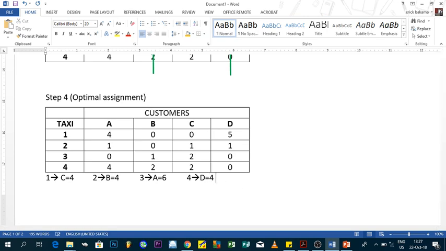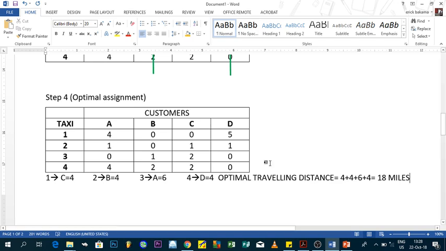Now what you do is write something like: optimal traveling distance is going to be equal to 4 plus 4 plus 6 plus 4. So we're taking these values here, 4 plus 4 for B, plus 6 for A, and plus the other 4. After doing that, you get 4 plus 4 plus 6 plus 4, which gives you 18 miles. So this is the minimum distance that they can do.